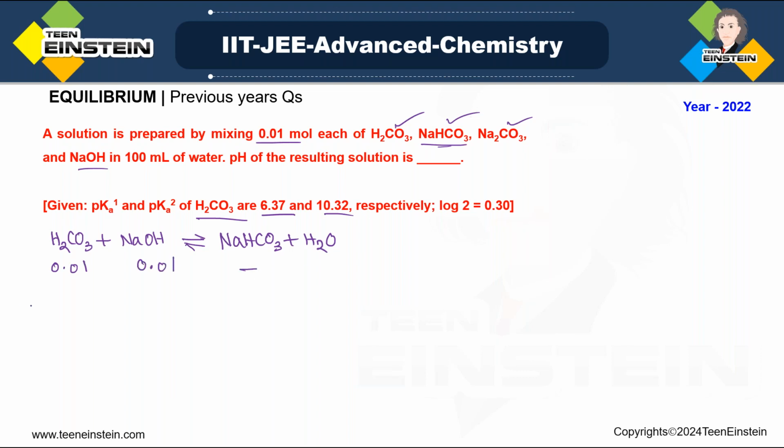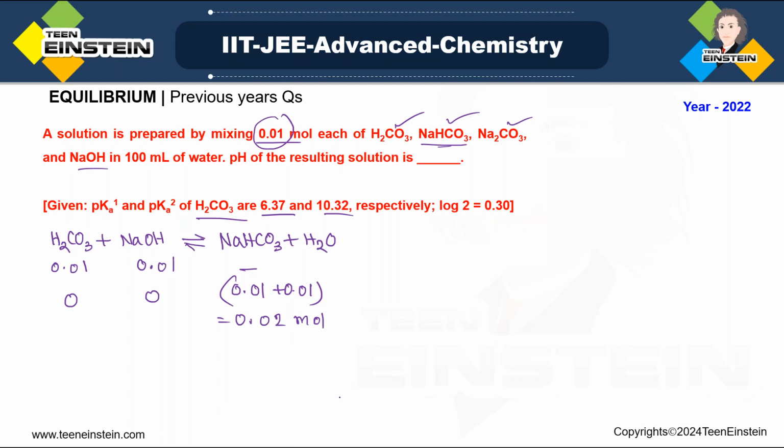So initially there will be nothing, but once the reaction is complete, both will be 0 because it is a 1:1 reaction, and this one will be produced, 0.01, right? So if it is so, this is the NaOH produced, but you already have this amount, so the total amount will be 2 mole, which is present in 100 liter.